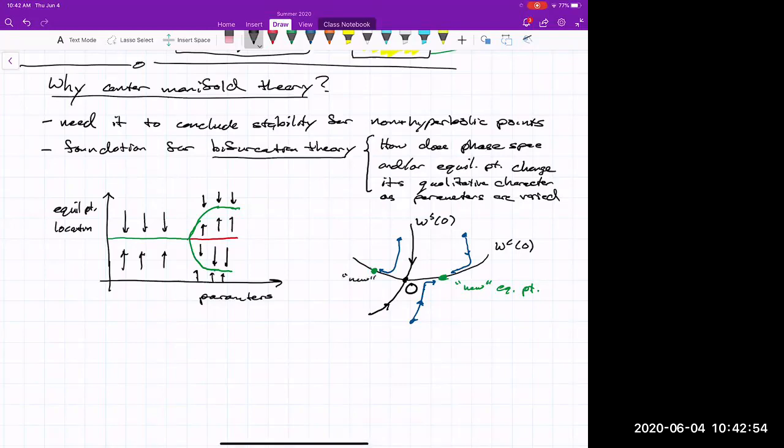Professor? Yeah. Does that mean that new equilibrium points cannot show up if this was like the intersection of a stable and an unstable manifold?